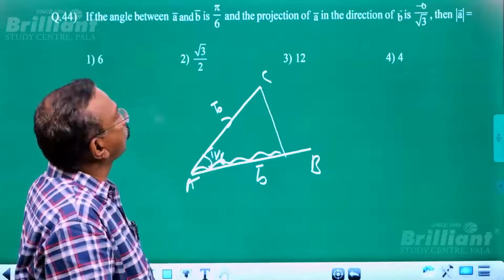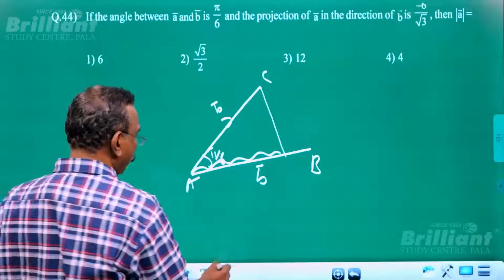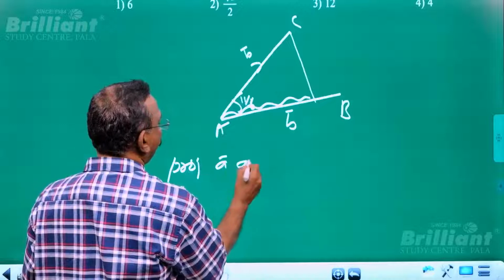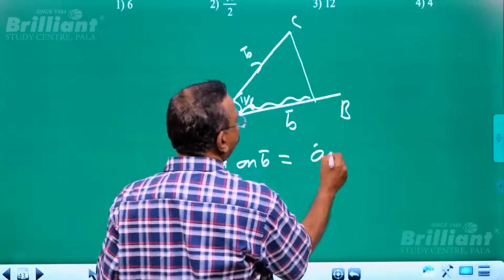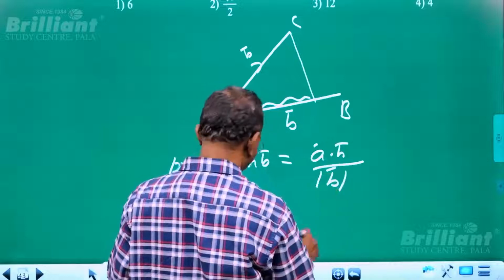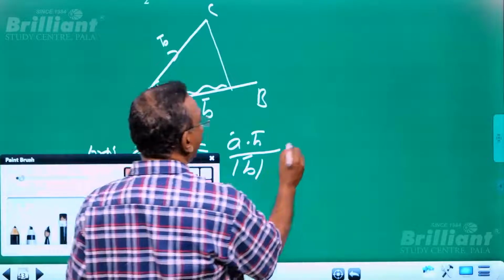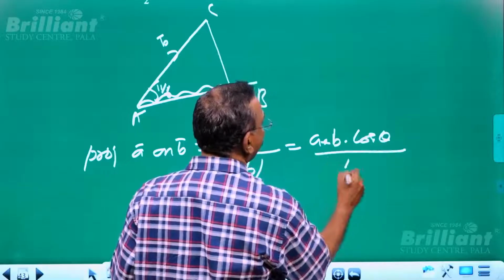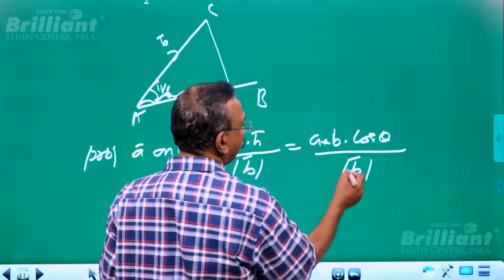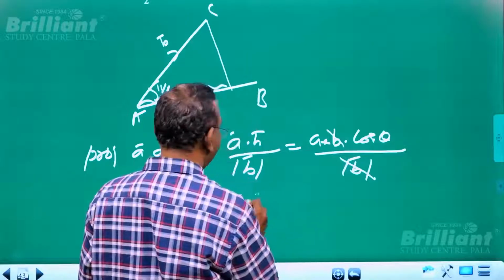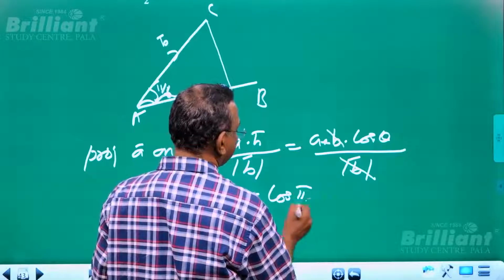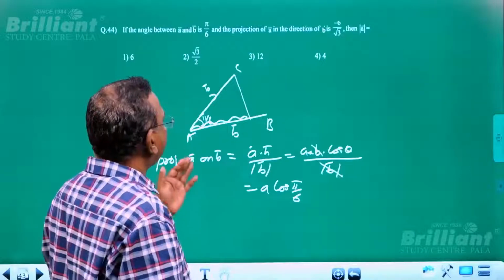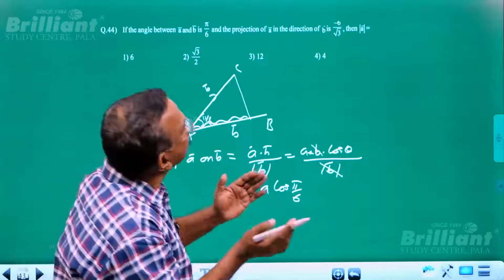So, how to find the projection of A bar on B bar? Projection of A bar on B bar is equal to A bar dot B bar by mod B bar. So it is equal to magnitude of A and that of B into cos theta divided by mod B. Definitely mod B we can cancel. So it is equal to A cos pi by 6, which is given as minus 6 by root 3. So you know the projection can be negative, so no problem.